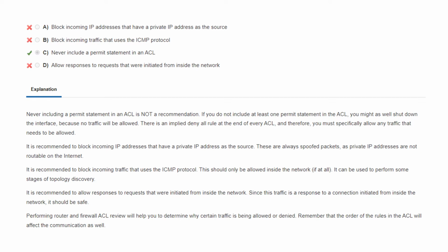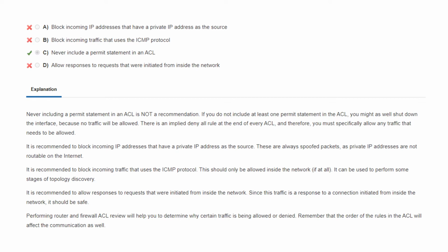Never including a permit statement in an ACL is not a recommendation, because if you do not include at least one permit statement in the ACL, you might as well shut down the interface because no traffic will be allowed. There is an implied deny all rule at the end of every ACL, and therefore you must specifically allow any traffic that needs to be allowed.